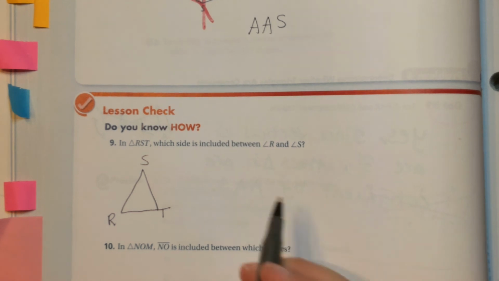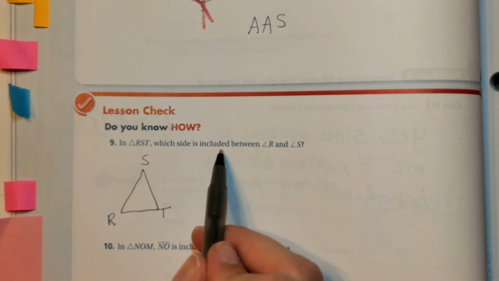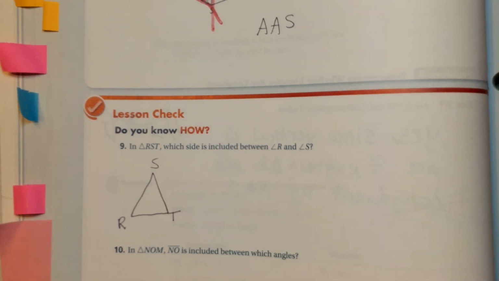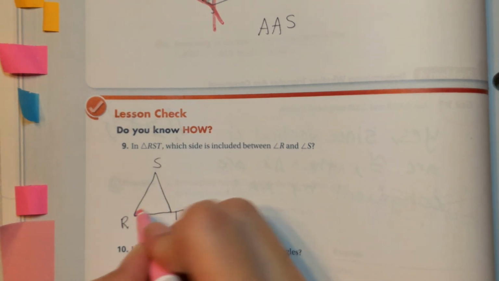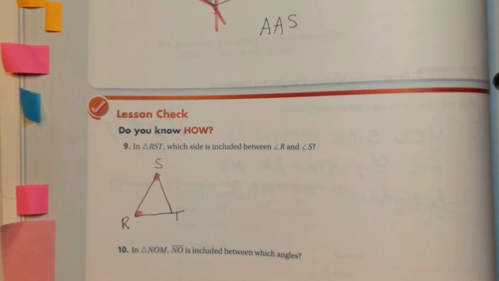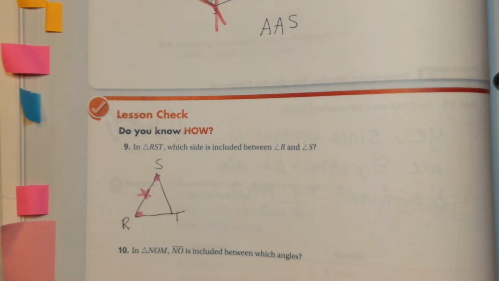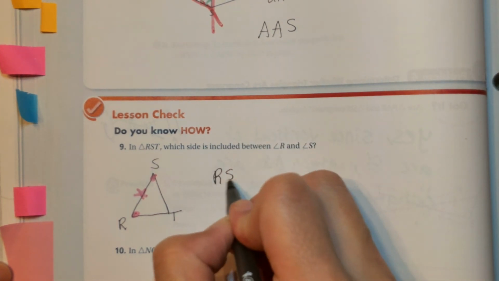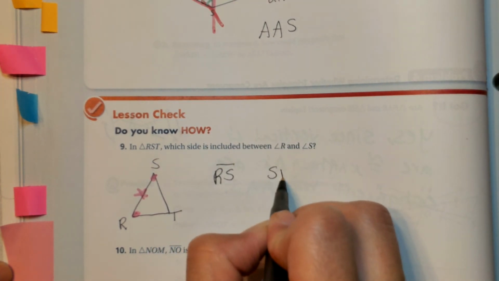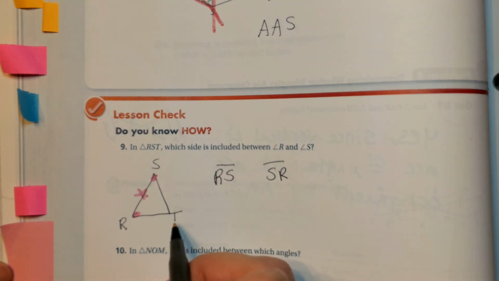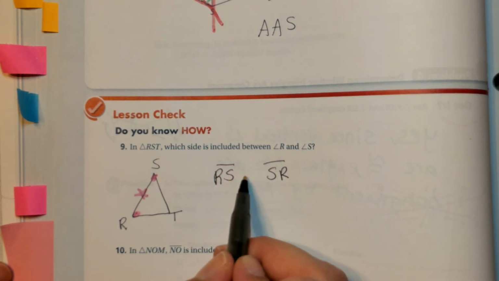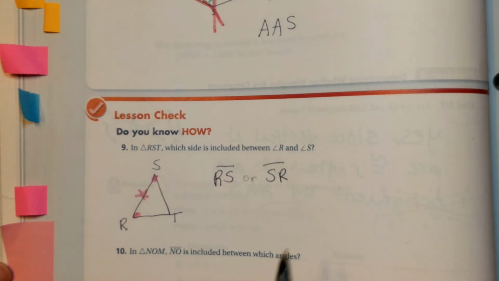So in triangle RST, which side is included between angle R and S? So here is angle R, here is angle S. Which side is in between them? It's this side. So you could name it 2 ways. There's 2 correct answers. It could be RS or SR, but it doesn't involve T at all. So I don't care which way you name it, whichever way.